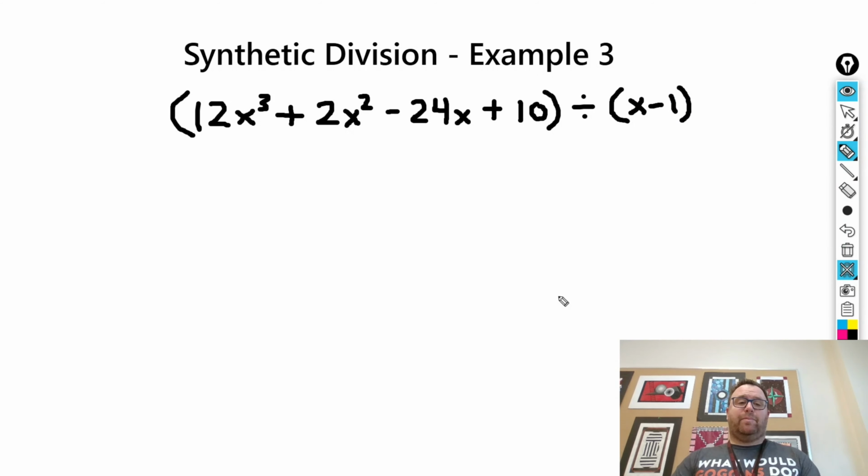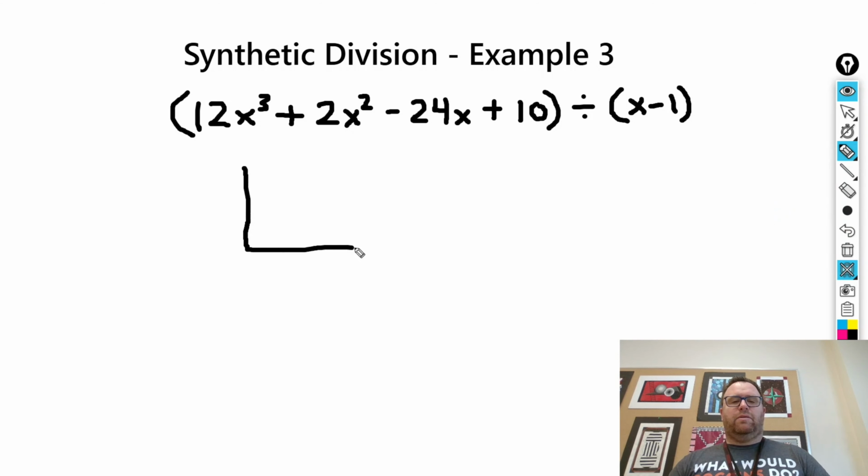Okay, for this last example, we have 12x cubed plus 2x squared minus 24x plus 10, and we're dividing that by x minus 1. Now, one thing I should point out as we're going through this is that you notice the coefficient in front of x is 1. This really only works if that's the case. So if I had divided by 2x minus 1, I'd want to do long division. I believe I have a video on that. I'll link that in the description. But synthetic division works if you have a coefficient in front of x here of 1. Okay, with that out of the way, let's get started.